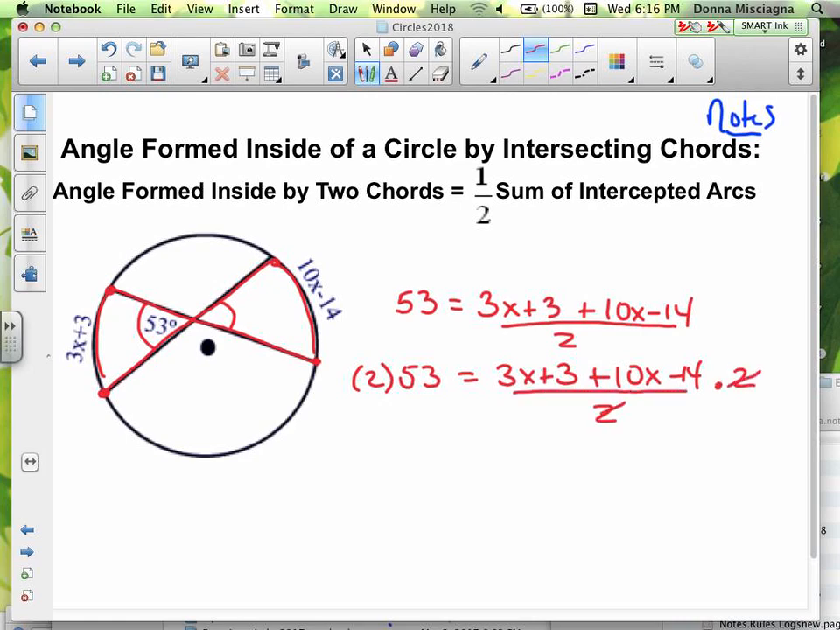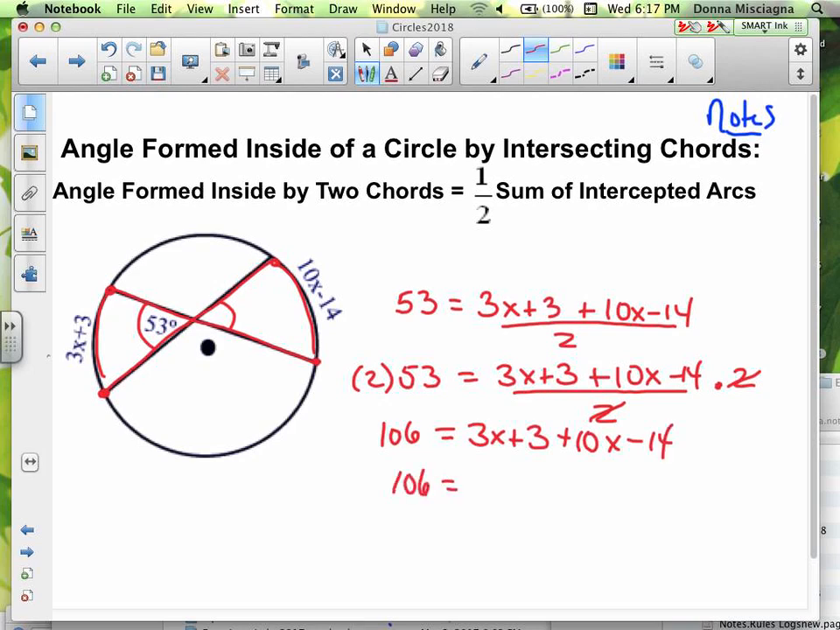And that will cancel that out there. And so now, if 53 is equal to half of the sum of those angles, 106 is going to be equal to exactly what those arcs equal. So we have 106 equals 3x plus 3 plus 10x minus 14. We'll add our like terms together.